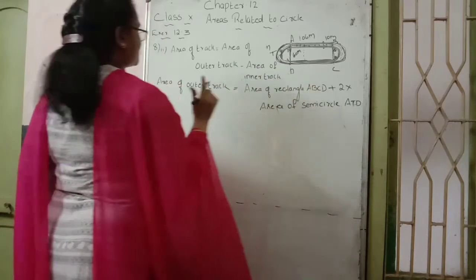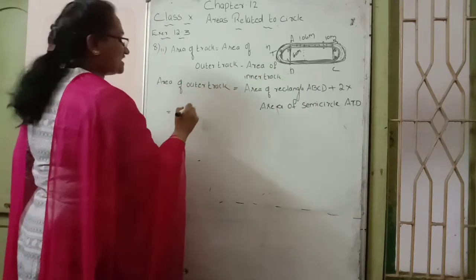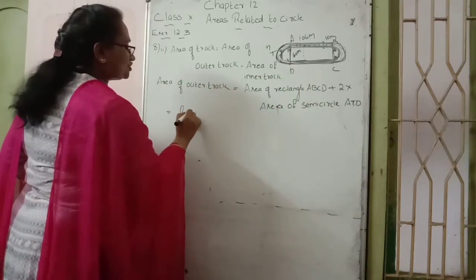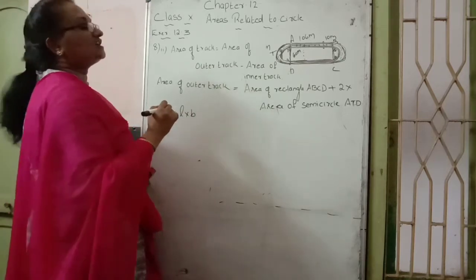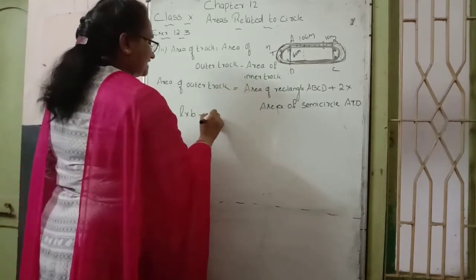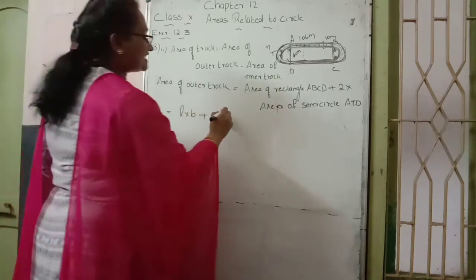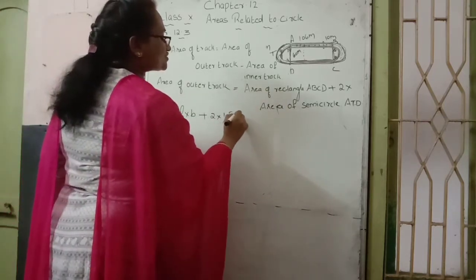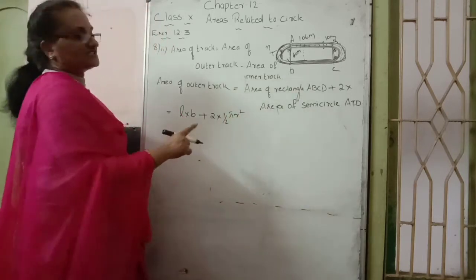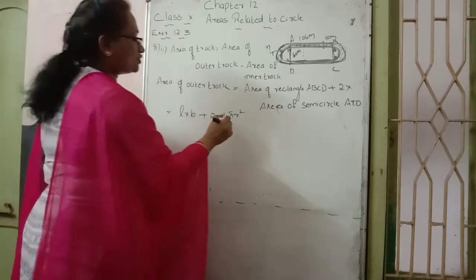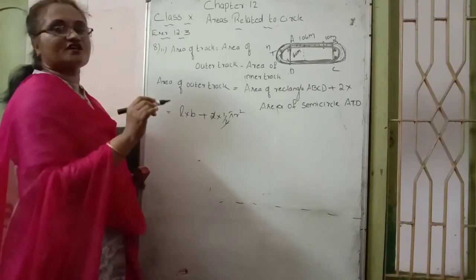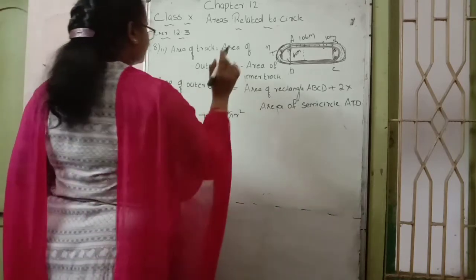So substitute the values. What is the formula for the area of the rectangle? Length into breadth is the area of the rectangle, plus 2 into, what is the formula for finding the area of a semicircle? Half pi r square is the area of the semicircle. 2 into half pi r square, the 2 and 2 cancel, only pi r square remains there.